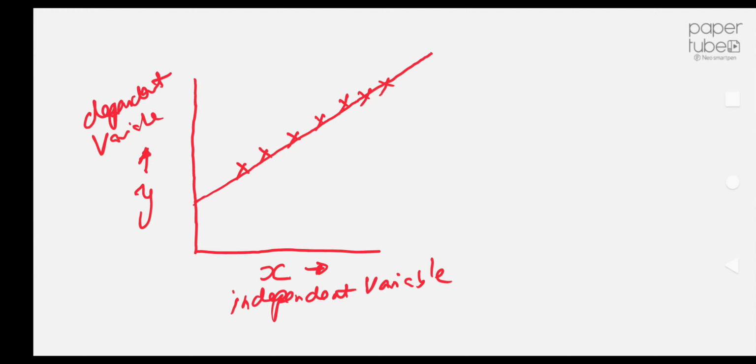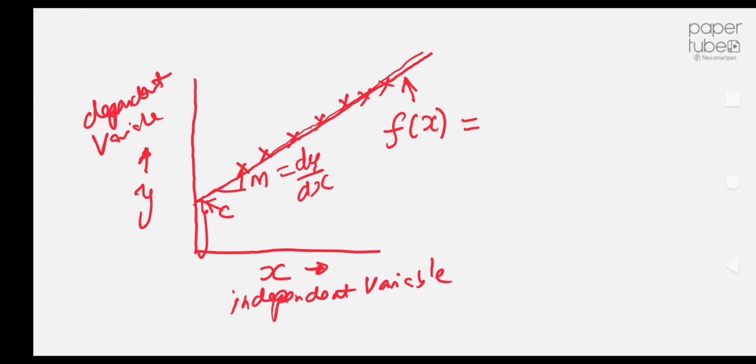If you draw a trend line, it will look like a straight line, and the slope will be equal to m, which is dy by dx, and then you may have some intercept. Let's call this intercept c. The change in y with respect to x can be predicted using a function of x. This will look like mx plus c. So y is equal to a function of x. y is your dependent variable, and x is your independent variable.